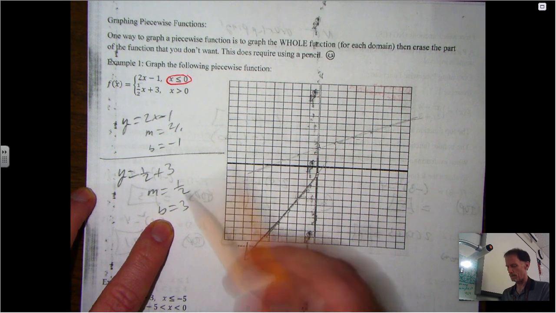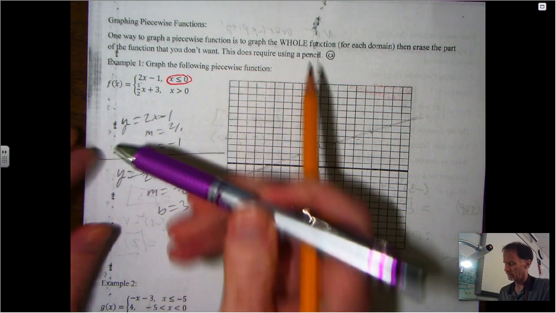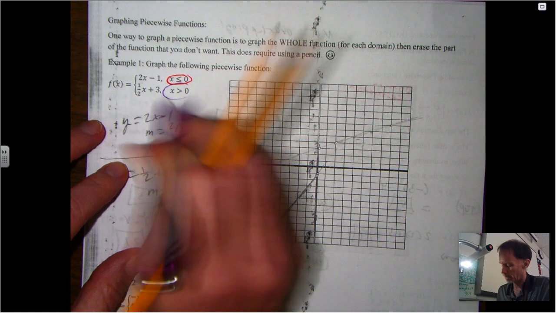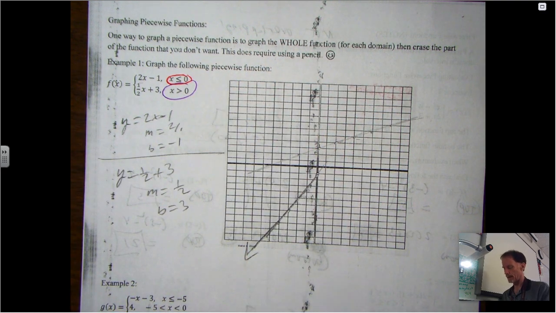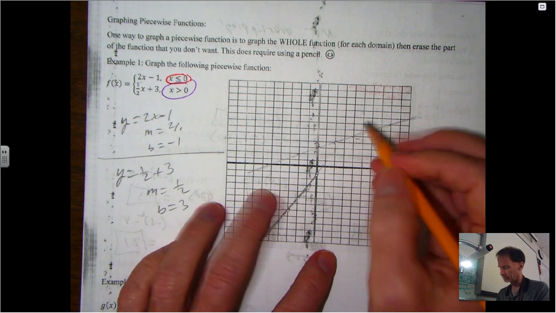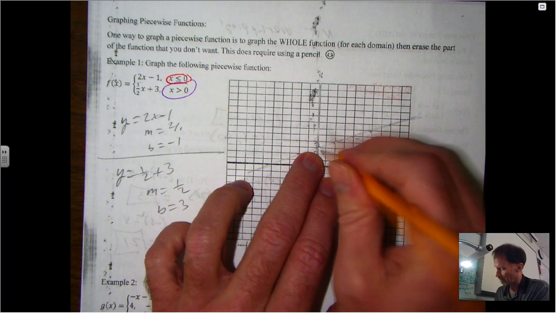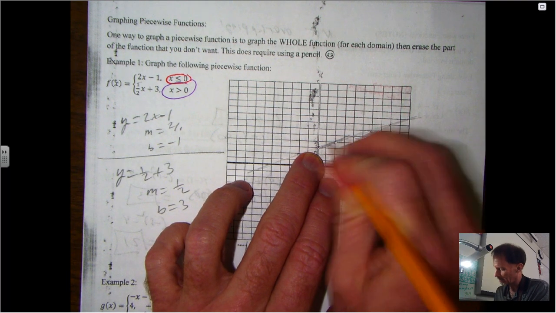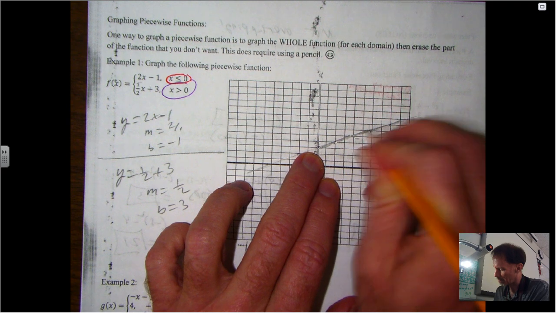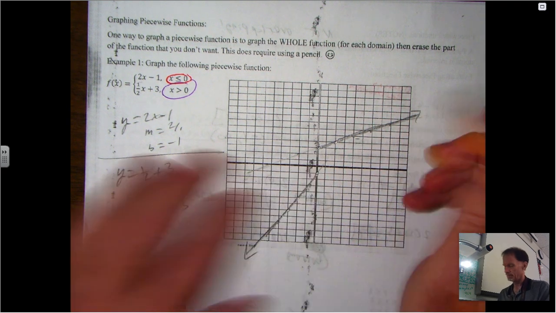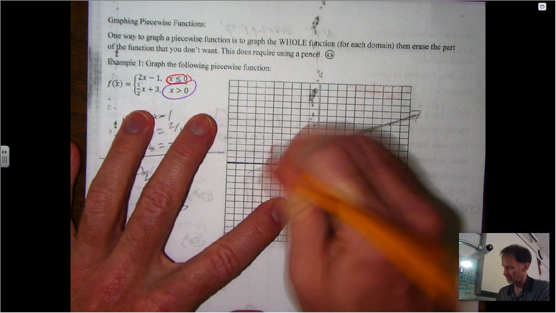And you're like, okay, well, what part of that do I need on that one? Well, on this one, I want only where x is greater than 0. So I'm going to make two notes here. First of all, I want it from here definitely greater than 0, so I'm going to make that darker so it shows up a little better. I'm going to erase everything to the left of it.